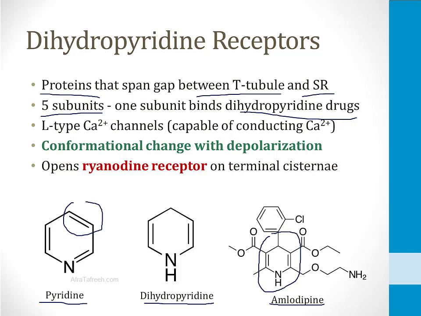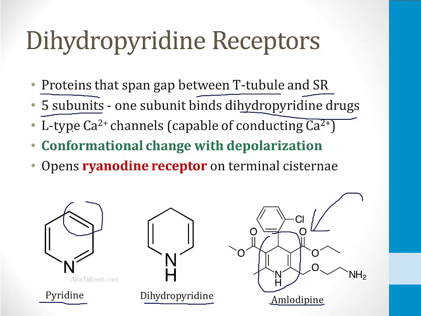Now here's the thing you have to understand, however, about skeletal muscle. These drugs have no effect on skeletal muscle. Even though they bind the dihydropyridine receptors, they bind with low affinity and do not affect the ability of skeletal muscle to contract. Their main effect is on smooth muscle, which I talk about in another video.